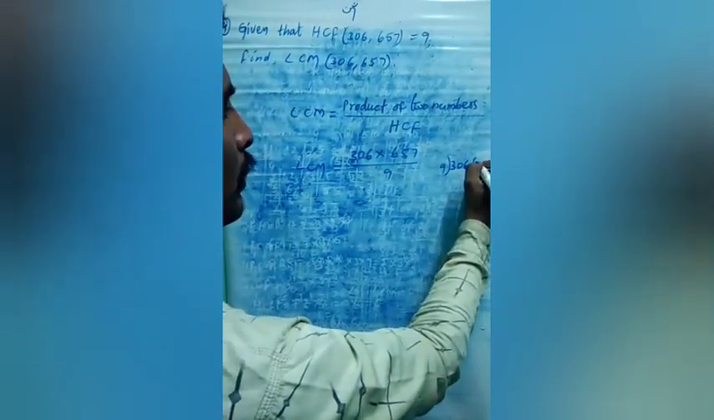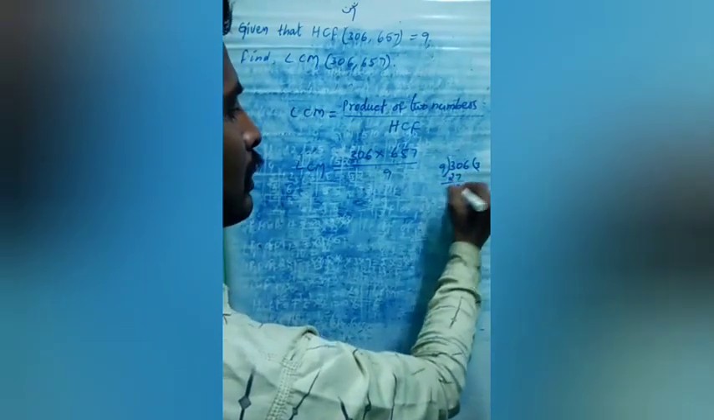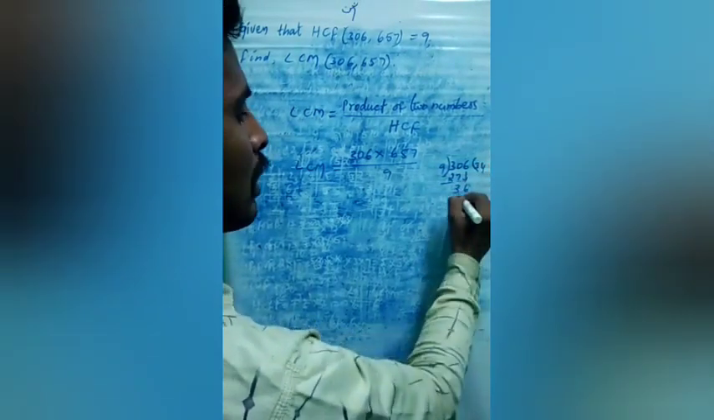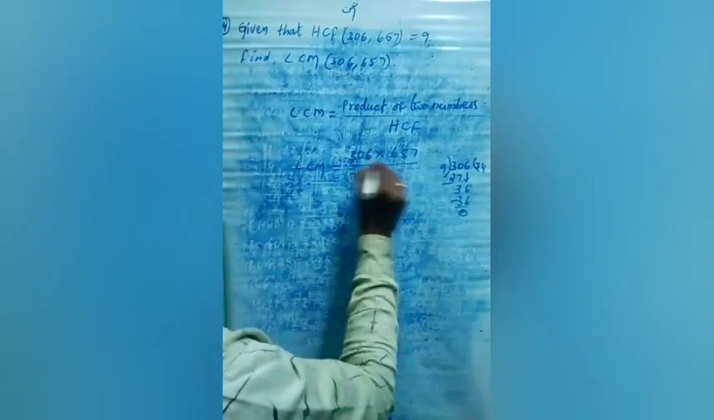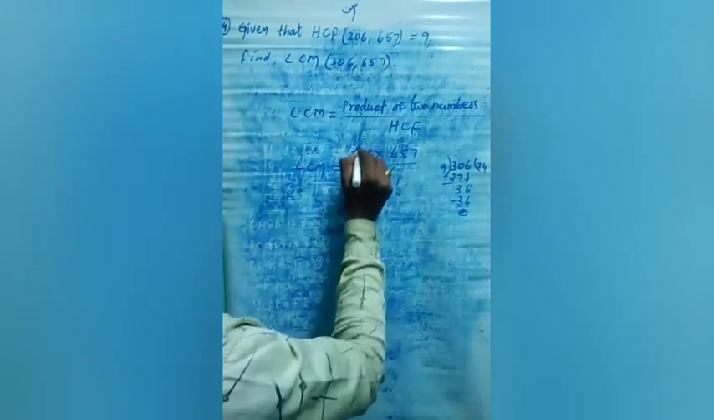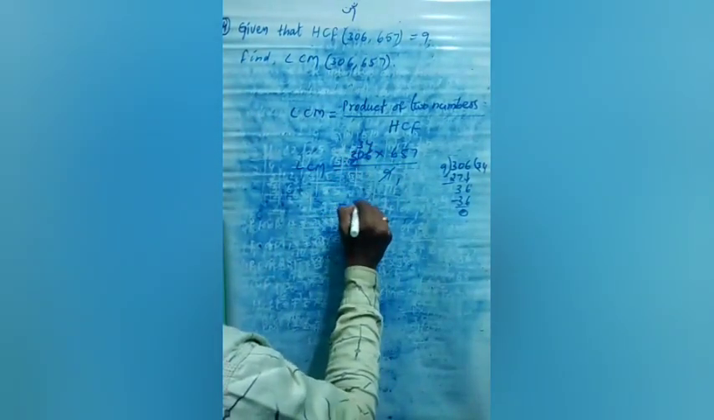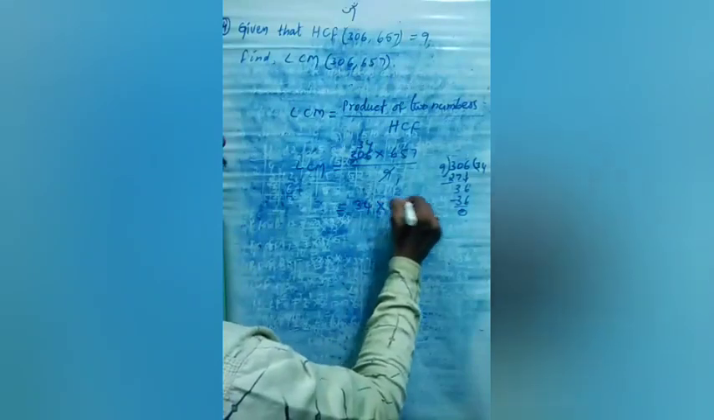9 3s are 27, remainder 3 and 6. 9 4s are 36, remainder is 0. Then 9 1s are 9, so we get 34. You have 34 into 657.